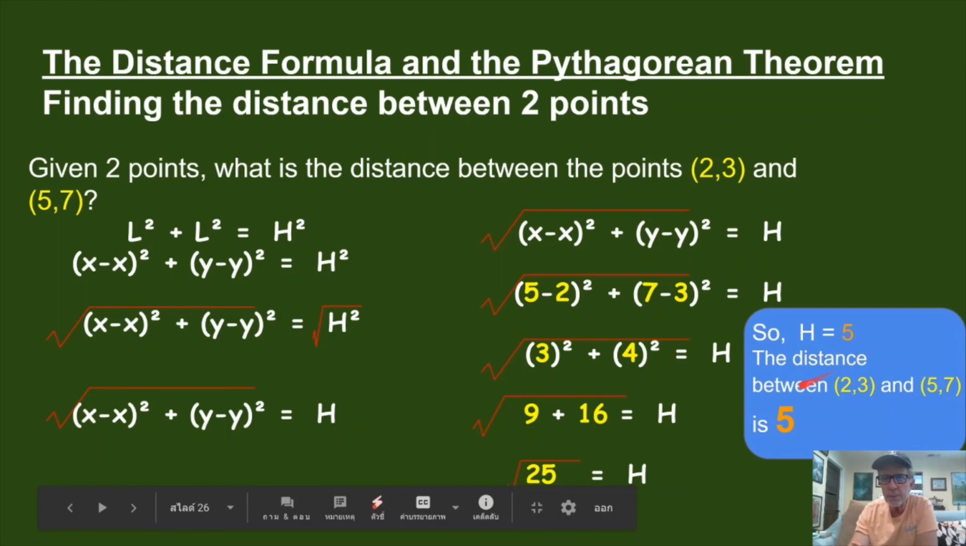And so the distance between 2, 3, and 5, 7 is 5, and we can subtract the x's and the y's and square it, add them together, and I've kind of shown you how we go from the Pythagorean theorem to the distance formula. And so there's an example.